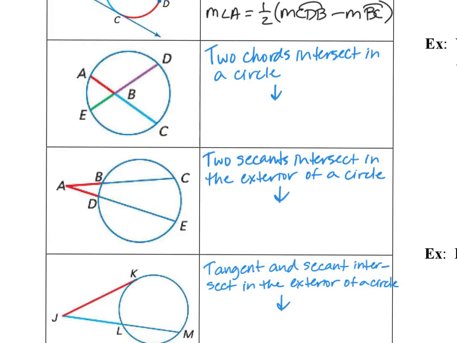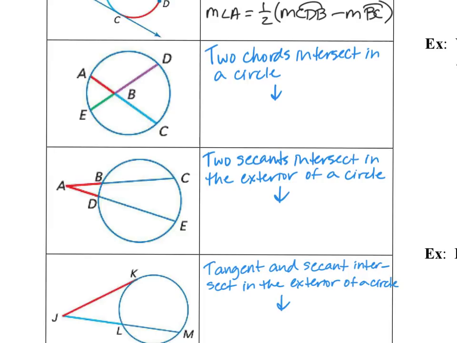And so for the next 3 theorems, we're going to switch gears. We've been talking about the measures of angles. This time we're going to be talking about measures of segments. So we'll see 3 situations here. Here we have 2 chords that are intersecting in the interior of a circle. The next theorem we have 2 secants that intersect in the exterior of a circle. And then in the last theorem we have a tangent and a secant that intersect in the exterior of a circle.